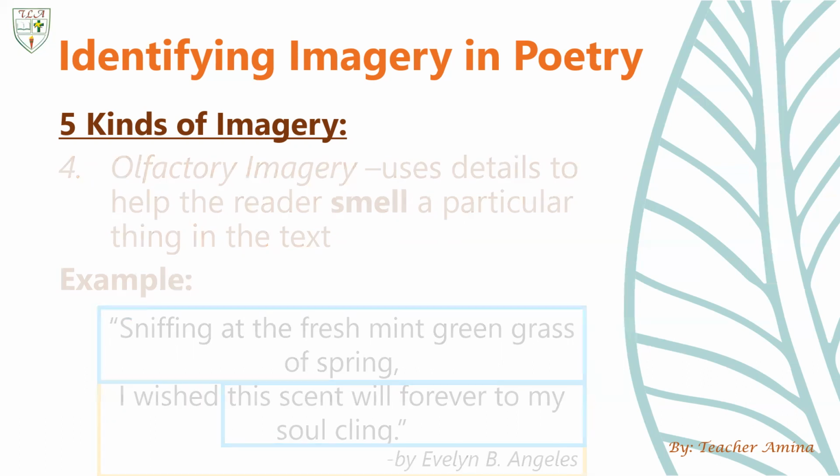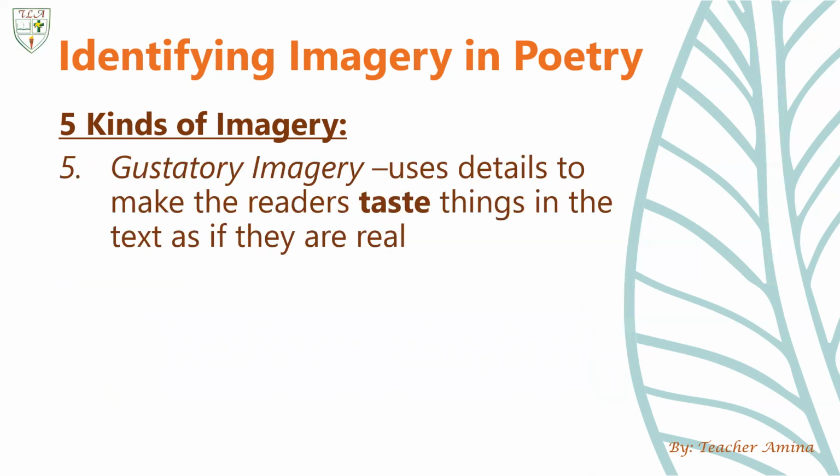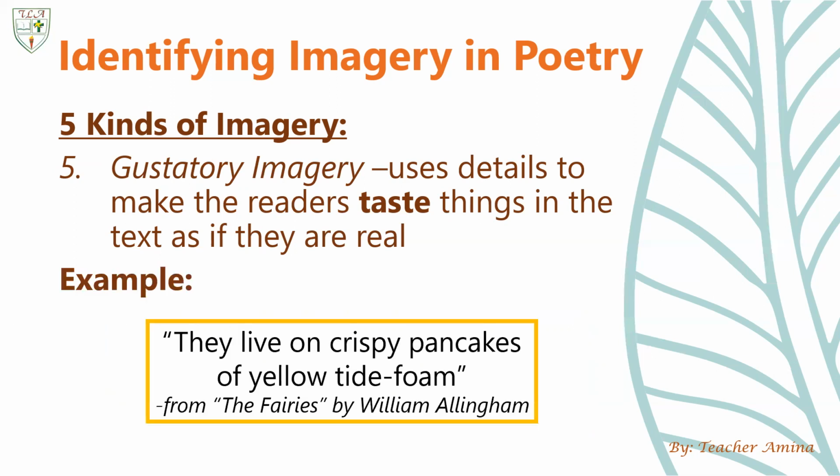Okay, and lastly, we have gustatory imagery. It uses symbols to make the readers taste things in the text as if they are real. Okay, example, they live on crispy pancakes of yellow tide foam, from The Fairies by William Allingham. So the gustatory imagery here is crispy pancakes of yellow tide foam.